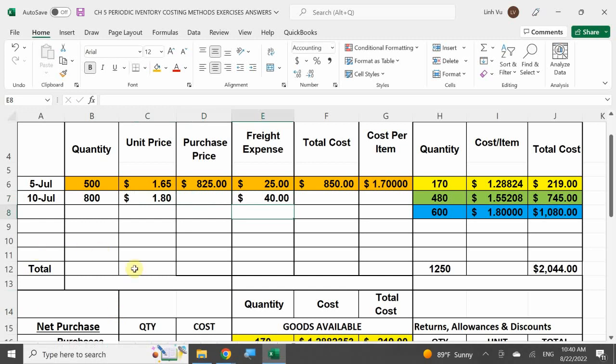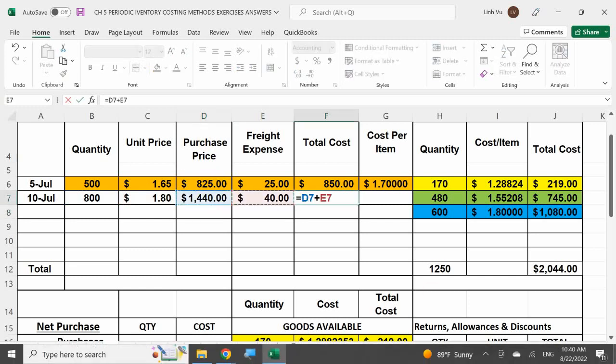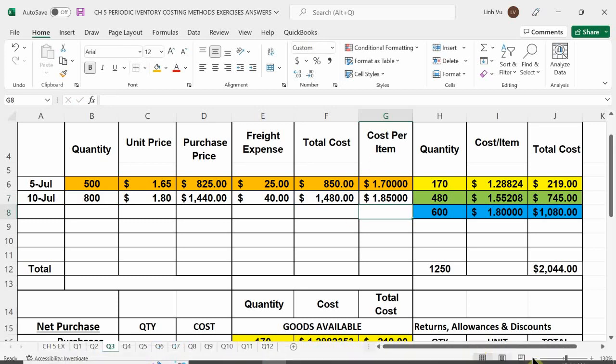It is July 10. We purchased 800 units at $1.80 with a freight of 40. So what's my purchase price here? $1,440 plus 40. And it's $1,480 for the total cost. And the cost per unit is $1.85.